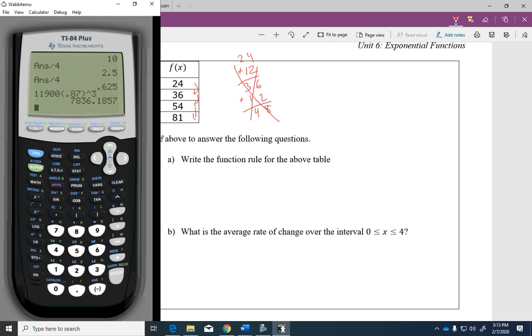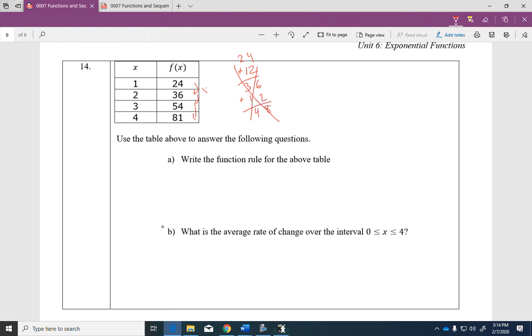You can do 36 divided by 24, and it's saying 1.5. Does 1.5 really work? What's 36 times 1.5? We get 54, and that's what it says. What's 54 times 1.5? We get 81. We found it, didn't we? The common ratio, or the number we're multiplying by, is 1.5. It is exponential.